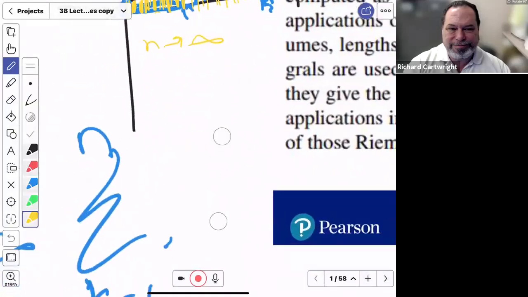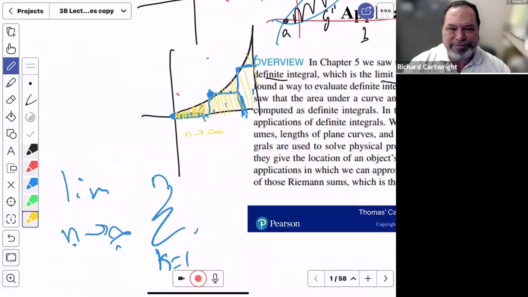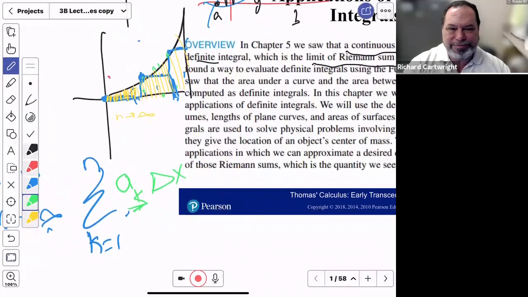And that's where we take our function. I'll call it a of k. X really means k, because you're going to have a function. So a of k, and that would be the height of every single one of these yellow rectangles. And then we had a delta x, which was also based on the k going to infinity.